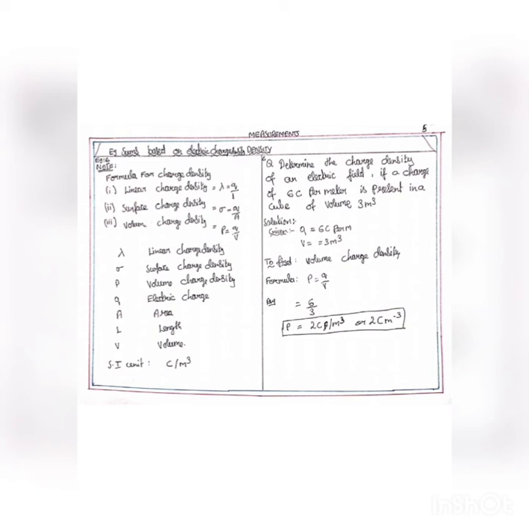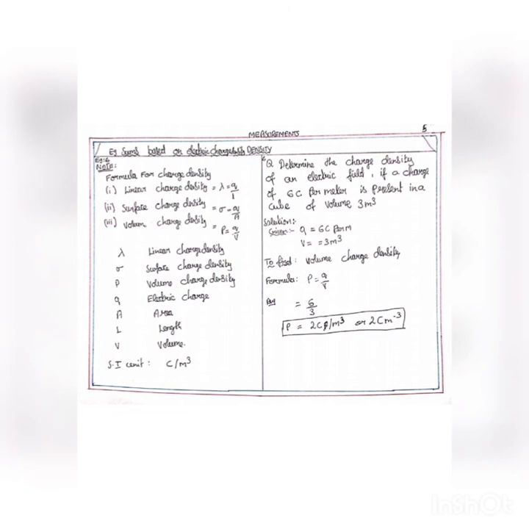Question. Determine the charge density of an electric field if a charge of 6 coulomb is present in a cube of volume 3 meter cube. They have given Q is equal to 6 coulomb, volume is 3 meter cube. We have to find the volume charge density. By applying the formula rho is equal to Q by V, we get 6 by 3, that is rho is equal to 2 coulomb per meter cube.